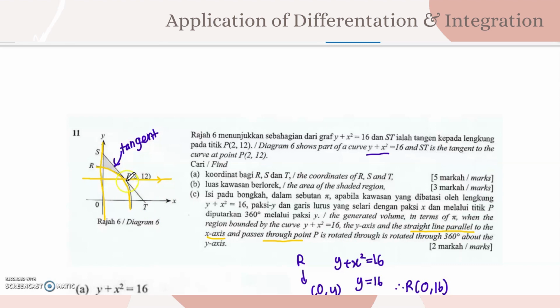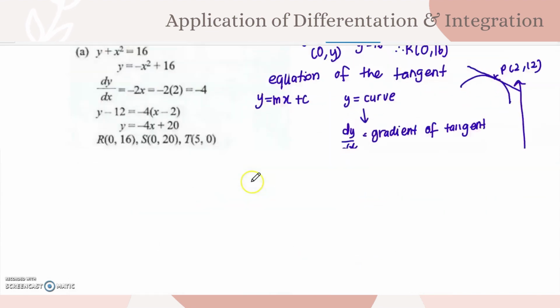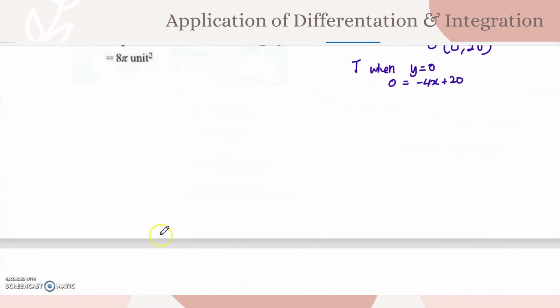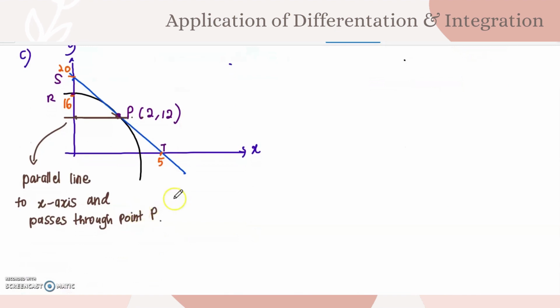So we have to integrate that part, the volume, rotated through 360 degrees about the y-axis. About the y-axis, if we integrate, we will get something like this. Now we calculate it. I already illustrated the part that we want to integrate. This one is the parallel line, and this is the y-axis.